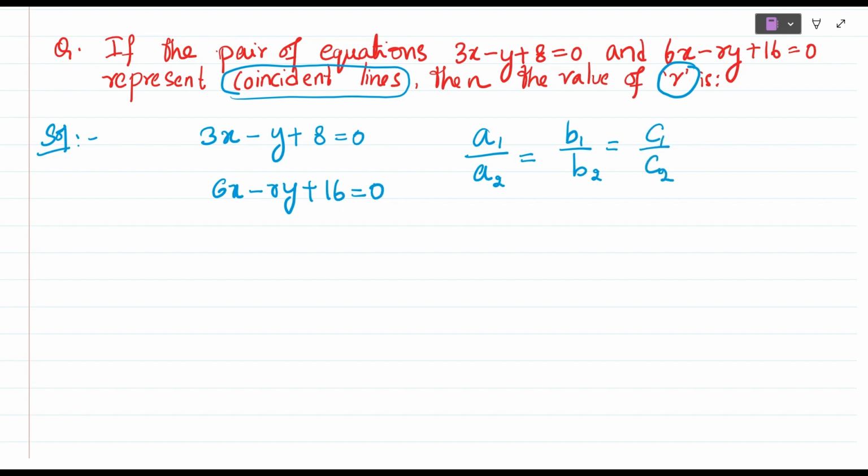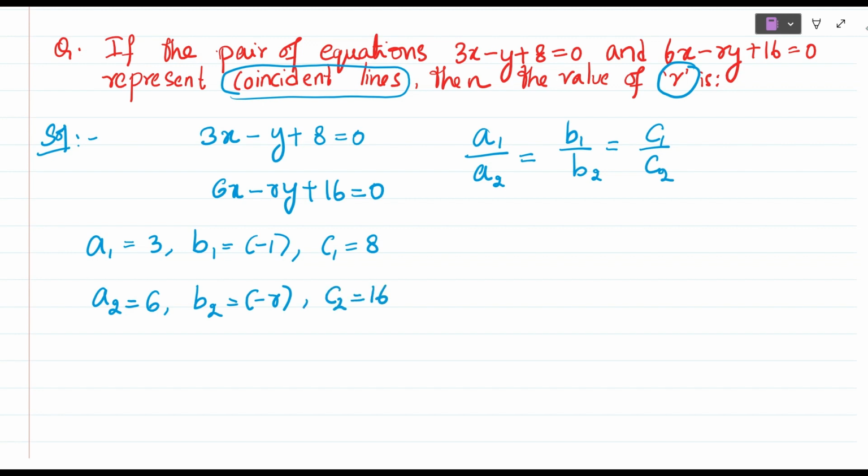Okay. So let us write the values: a1 is equal to 3, b1 is equal to -1. These are just the coefficients of x, y, and the constant term c1 is 8. And what is the value of a2? That is 6, b2 is -r, and c2 is 16. So now apply these values in our condition: 3 by 6 is equal to -1 by -r, that is equal to 8 by 16.